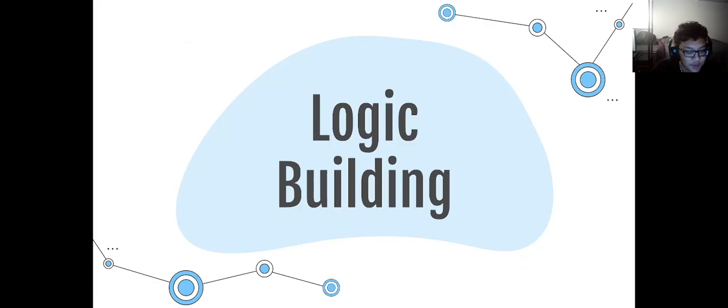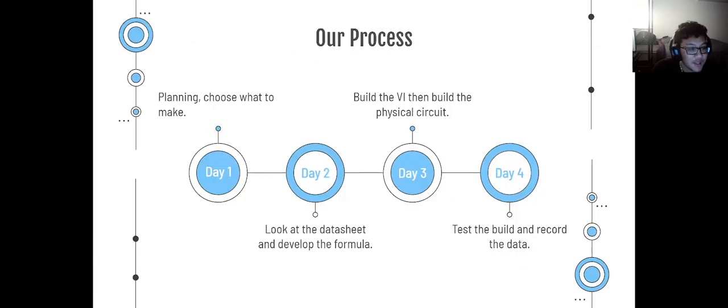So this is the logic building. This is my process. On the first day, I just got a piece of paper and I was going to write down what I wanted to work on, what I could work on each and every day. And I decided on the humidity sensor. So on day 2, I was looking at the data sheet I found from DigiKey, and I was able to look at a picture and it had a graph that would tell me the relative humidity percentage, and I was able to develop a formula for the formula express VI, and my VI I'm going to talk about later.